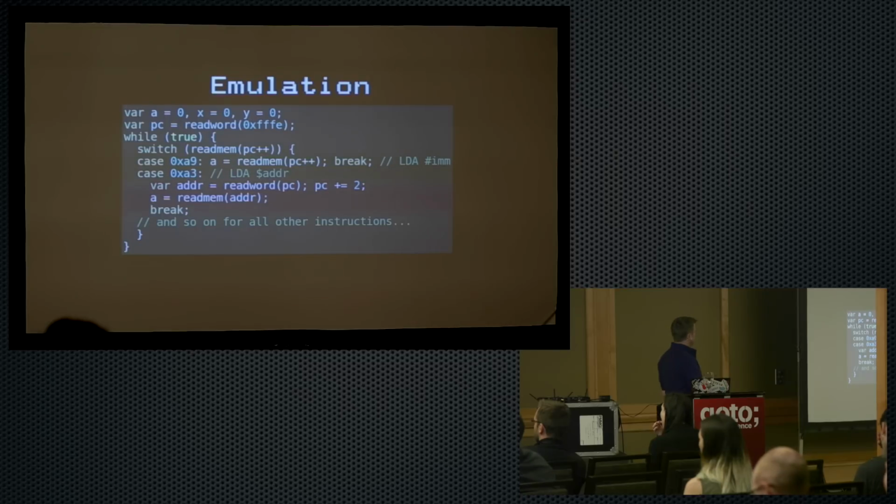So we've got an A, an X, and a Y, which are going to mirror the register contents of those three registers I was talking about. We've got a program counter, which just happens to start out at a particular address. Doesn't really matter for this. And then we have a loop.